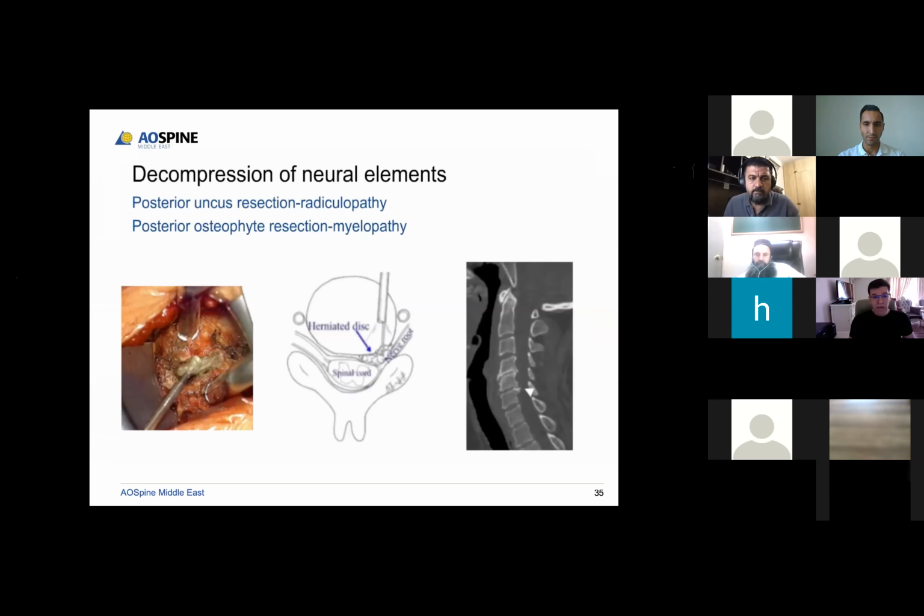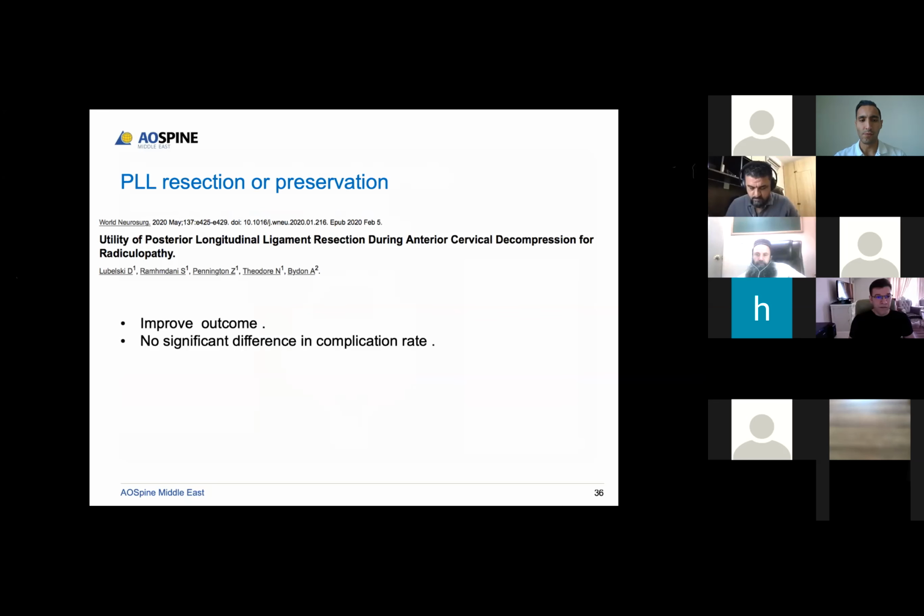If I have a case with radiculopathy, and especially if there are some bony elements, I try to do posterior uncus resection. What I mean by uncus resection is not total uncus resection. I usually remove only one third of the uncus if I have a bony element. And in cases where there's only myelopathy, most of the work will be central, and I remove the osteophytes with the rongeurs carefully from the central part of the field.